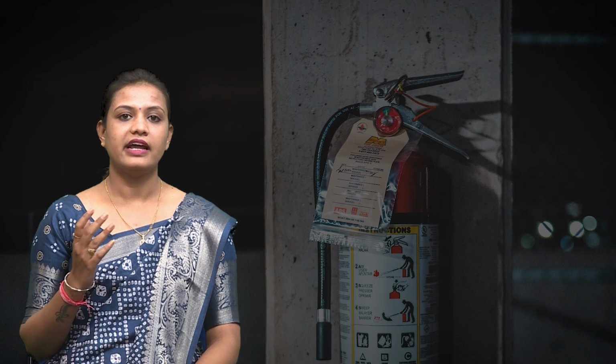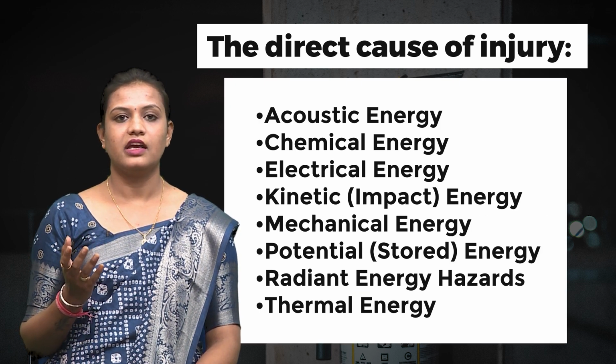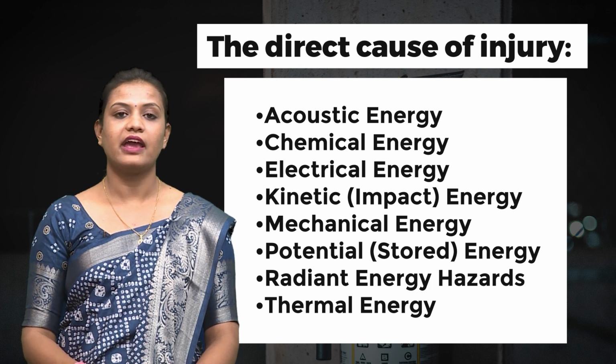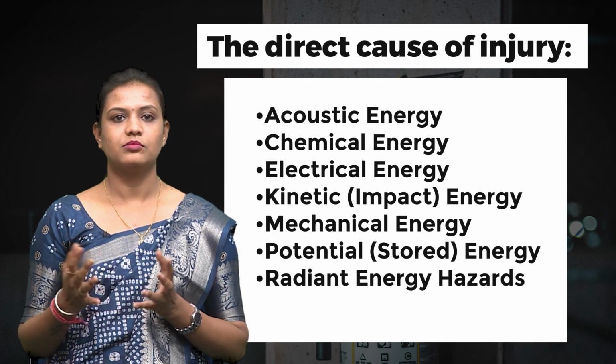The direct cause of injury involves acoustic energy, chemical energy, electrical energy, kinetic energy, mechanical energy, potential energy, radiant energy, hazards and thermal energy. The point to remember is that the direct cause of injury is not the same as the surface cause of the accident. To summarize, the direct cause of injury is the harmful transfer of energy. The surface cause of the accident describes a condition or behavior. The result of the conditions and behavior is the direct cause of injury, a harmful transfer of energy.